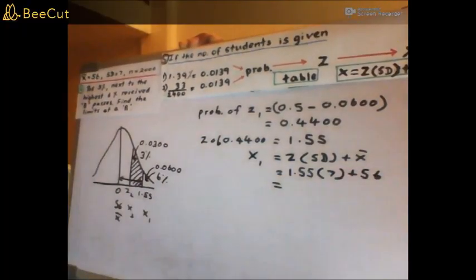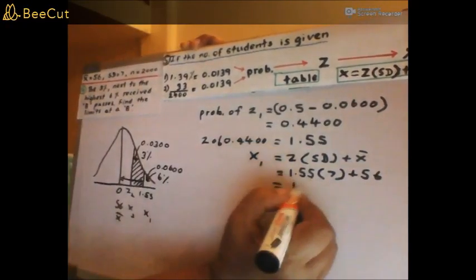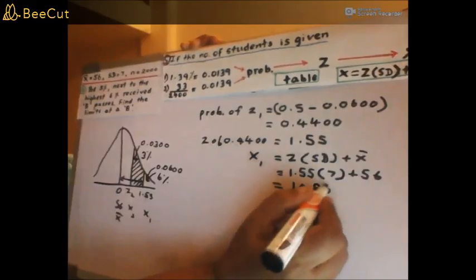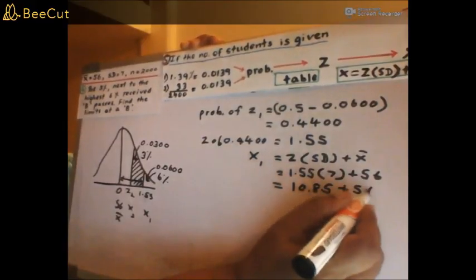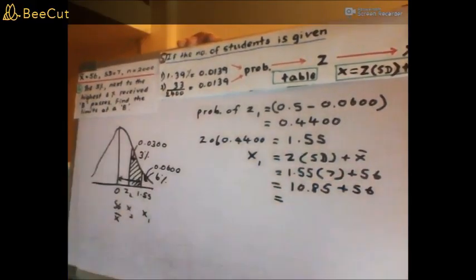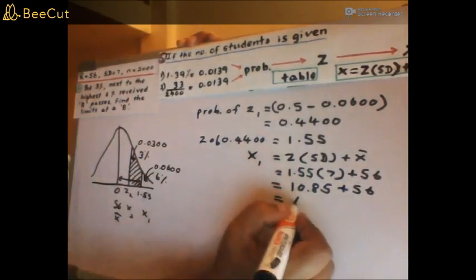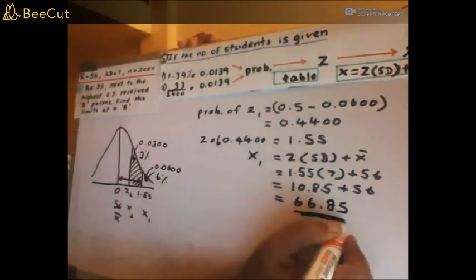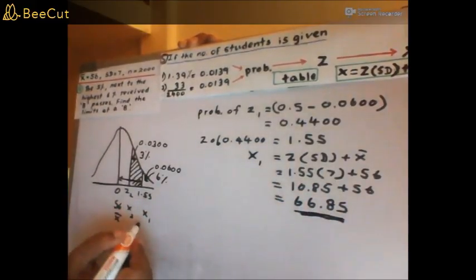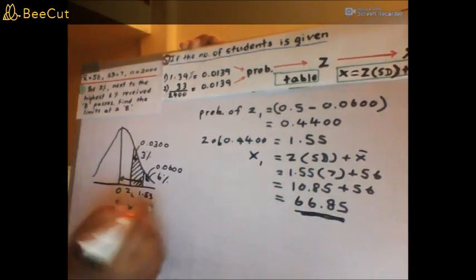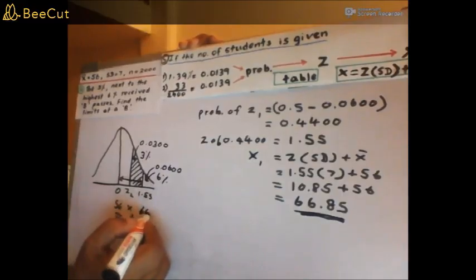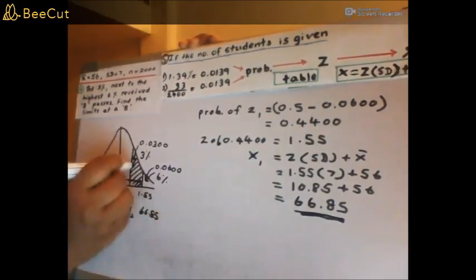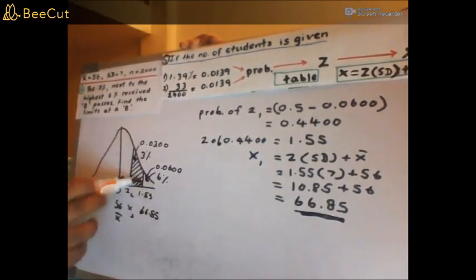Here it is 10.85 plus 56, that is 66.85. That is this upper limit. 66.85. Okay, so we have found this limit.